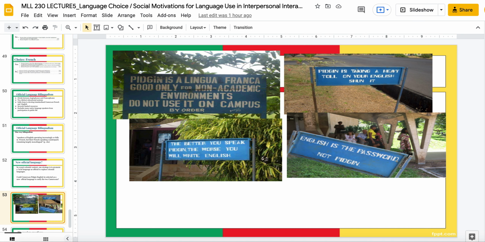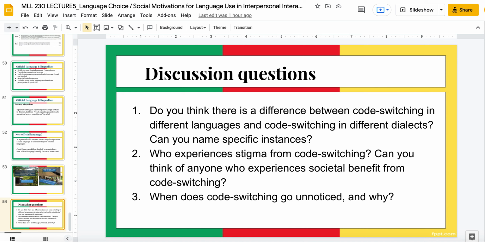So, very interesting thoughts. The discussion questions focus on code switching. Do you think there's a difference between code switching in different languages and code switching in different dialects? Can you name specific instances of how you code switch? Who experiences stigma from code switching? Can you think of anyone who experiences societal benefit from code switching? And this is about markedness: when does code switching go unnoticed, and why?